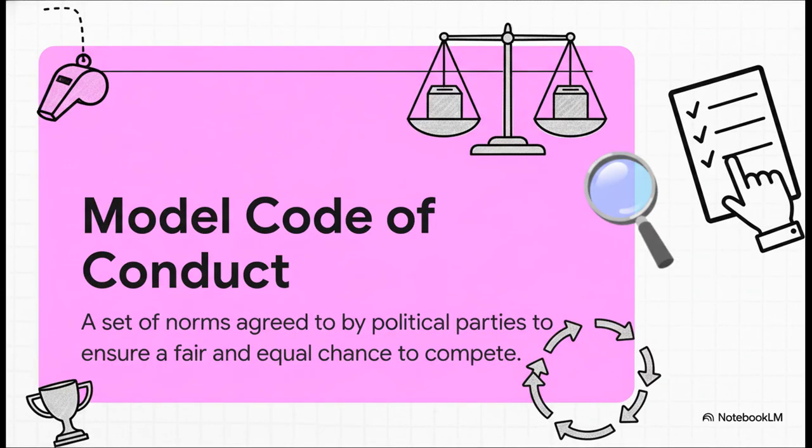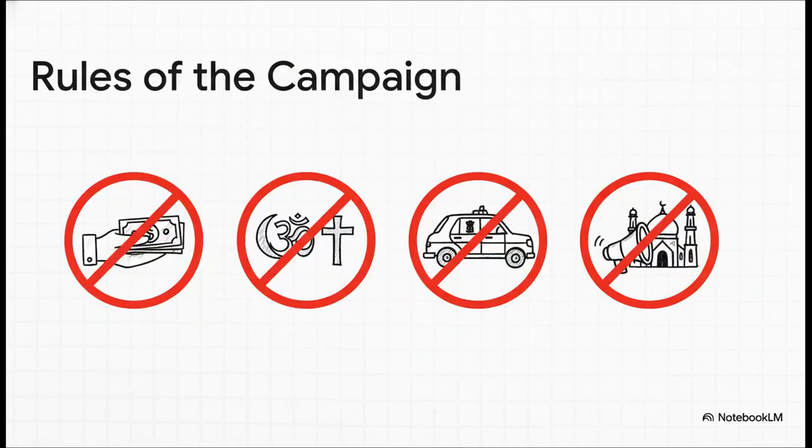But can candidates do whatever they want during a campaign? No, absolutely not. To make sure the competition is fair, there is something called the Model Code of Conduct. The easiest way to understand it is to think of it like the rules of a game. All the political parties have agreed to follow these rules to make sure everyone gets an equal and fair chance to compete. So, what are some of these rules?